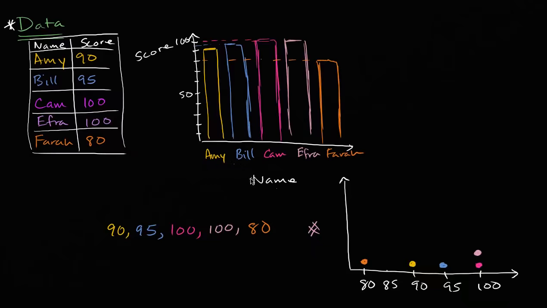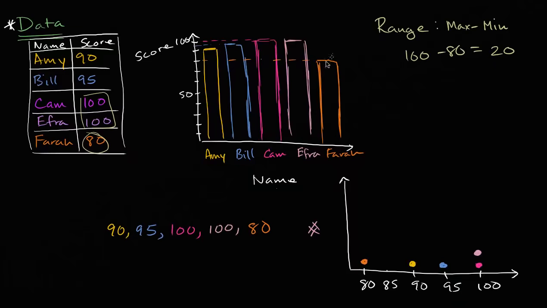We can ask ourselves things like, well, what is the range in the data? And the range is just the spread between the lowest point and the highest point. So the range in this data is going to be the difference between the highest score, which is our 100, and the lowest score, an 80. So the range is going to be the maximum score minus the minimum score. So it's going to be 100 minus 80, which is equal to 20. So that gives you a sense of the spread.